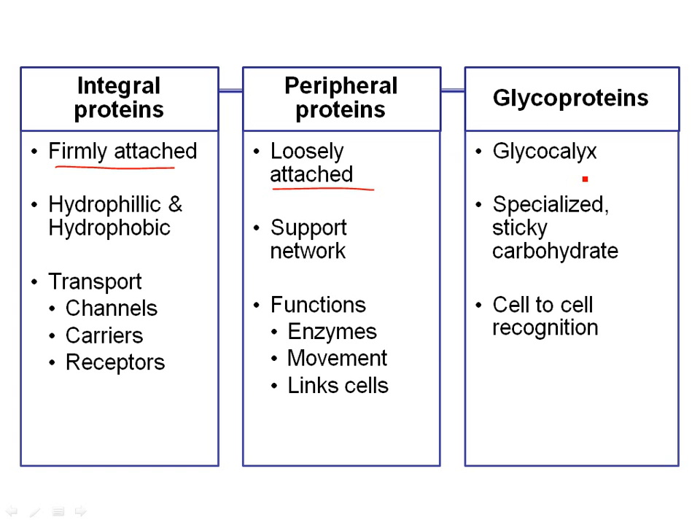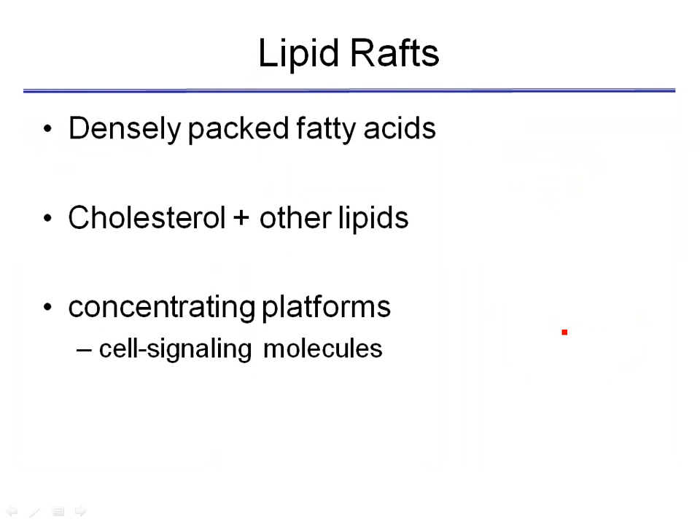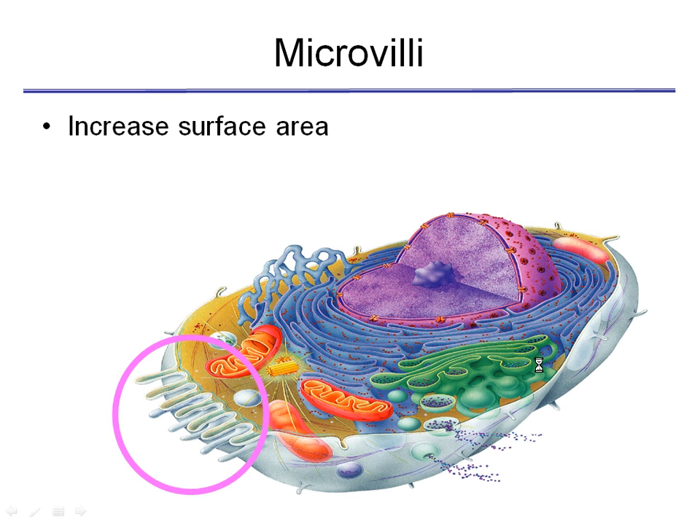And then we have glycoproteins. They can help make something called a glycocalyx, and they're for cell-to-cell recognition. And again, lipid rafts, densely packed fatty acid areas, probably for cell signaling. All right, quick and fast. Other things cells have that we talked about in lecture. Cells have microvilli. Those are extensions of the plasma membrane. They are to increase surface area. You'll find them in tracts of the body that do a lot of absorption, like your small intestine.